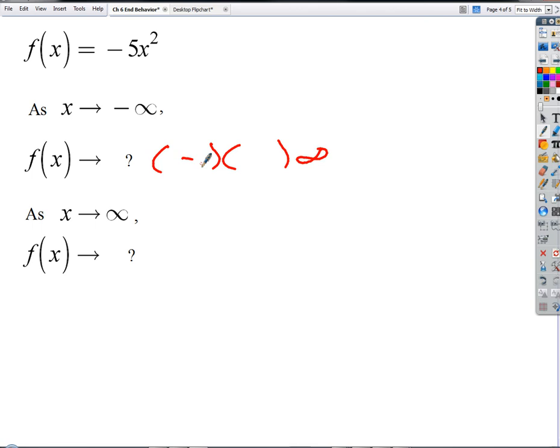Now what about this part? If I'm putting a negative number into x squared, a negative number to an even power is always positive. So I'm going to do a negative times a positive. Negative times positive is negative. It's negative infinity, right?